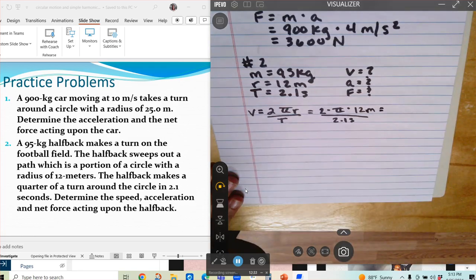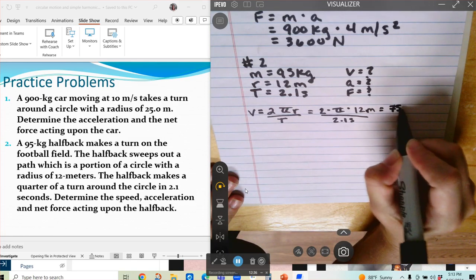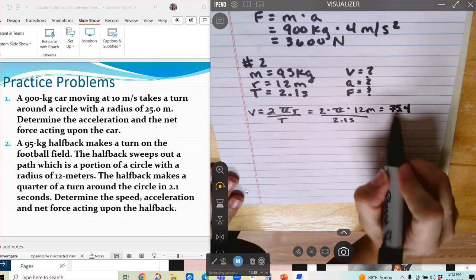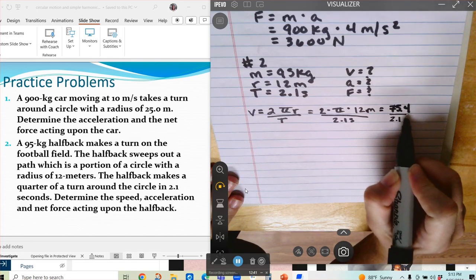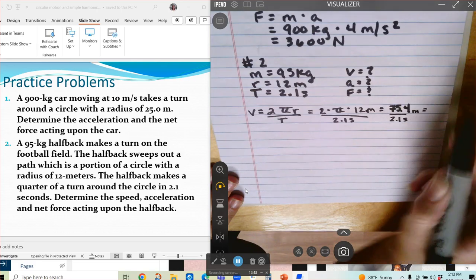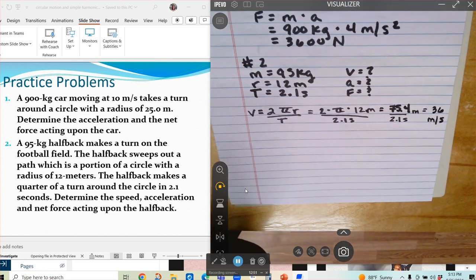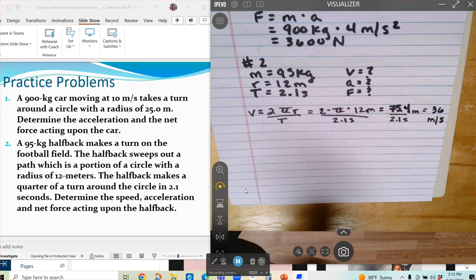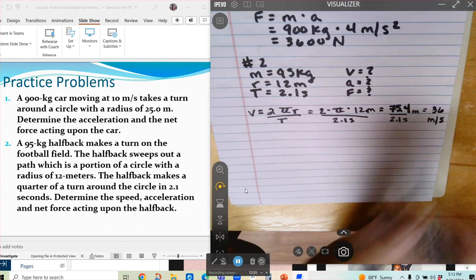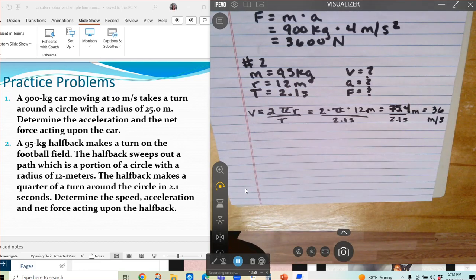All right, so when I multiply that, I get 75.4 on the top. I have 2.1 on the bottom, and I get 36 meters per second, or 35.9, but I went ahead and rounded it up. It should be 35.9 because we have one decimal place here, so we should keep one decimal place. So approximately 36 meters per second, or 35.9 meters per second, is our velocity.